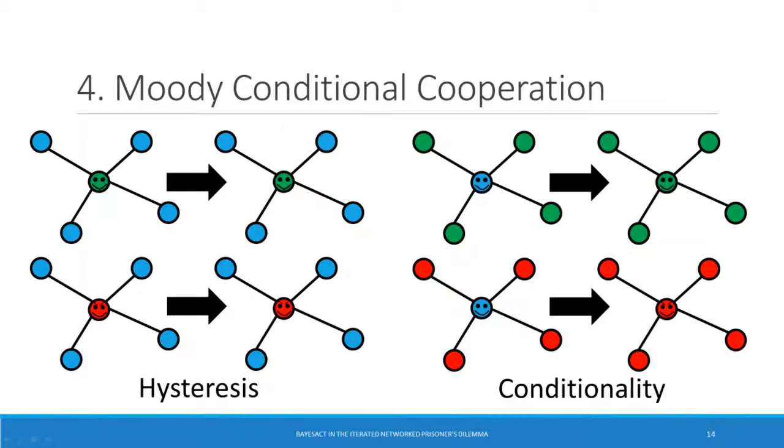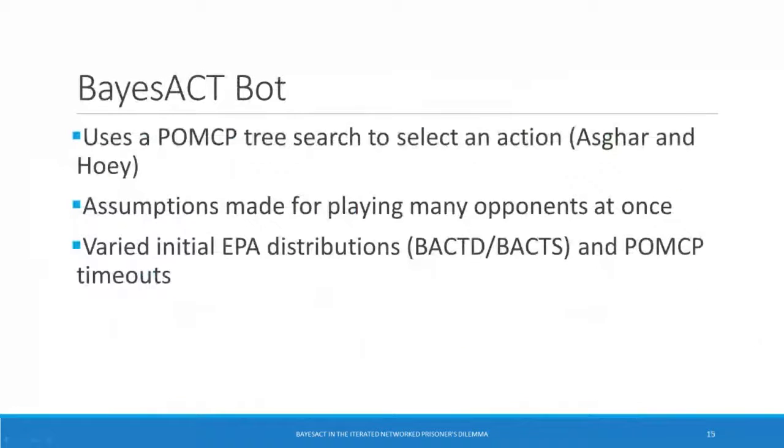And finally, we want to see something called moody conditional cooperation, which comes in 2 parts. The first is a hysteresis or moodiness, which says that whatever you did on your last turn, you're more likely to keep doing. And the second part is conditionality, which is contingent on what your neighbors do. If they cooperate, you're more likely to cooperate, and if they defect, you're more likely to defect. These are some fairly simple criteria that we would hope to see in BayesACT agents.